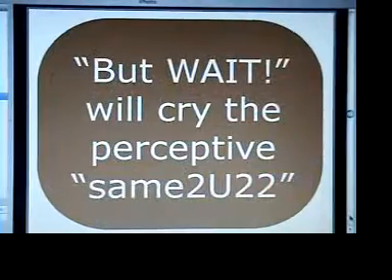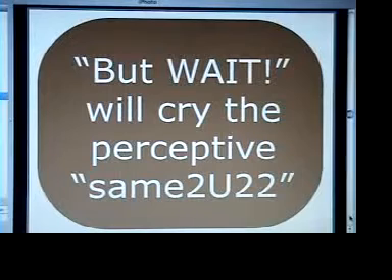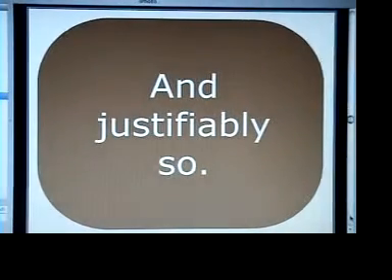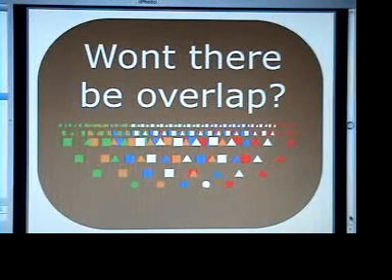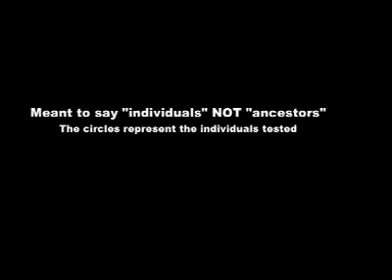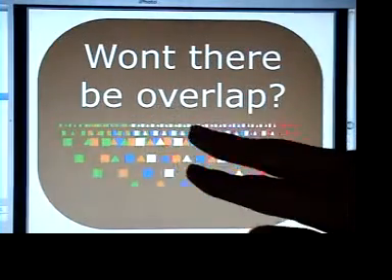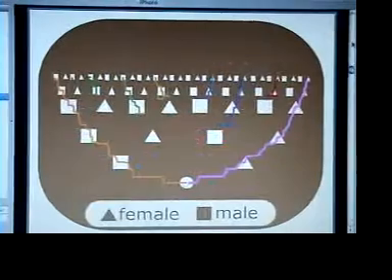But hold on a second, might be the cry of those of my intelligent critics, and rightly so. There will be overlap. We haven't tested just one individual, so at some point the number of shared ancestors would be significant. Again, if we take these circles as being the ancestors that have been tested, at some point in the past their ancestors are going to start aligning with each other.